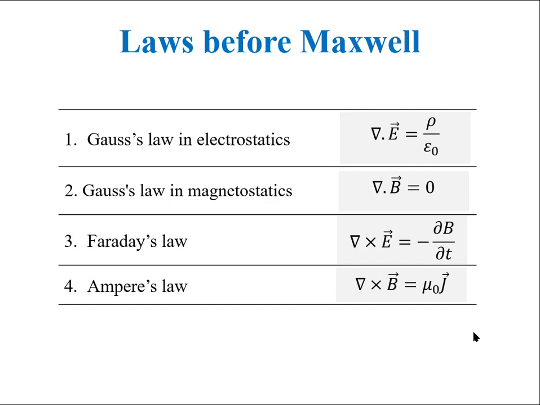Now these are the four fundamental laws and the differential equations for them before Maxwell. The first equation is Gauss' law in electrostatics. The second equation is Gauss' law in magnetostatics. It is the statement telling that there is no magnetic monopole in nature. The third and fourth equations are the statements of Faraday's law and Ampere's law.